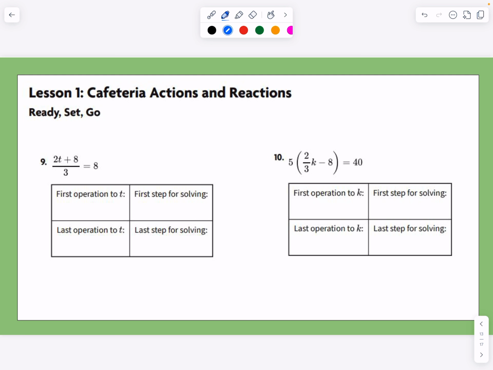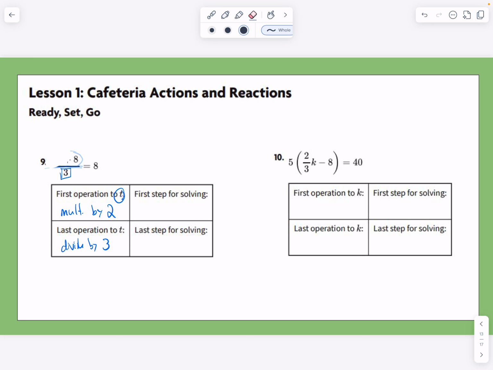Let's take a look at another one here. Okay, if I am solving number 9, the first thing that happens to the t is that it's multiplied by 2. After it's multiplied by 2, I'd have a number on the top of the divisor bar. So I'd probably add that next and get those together. And then after that's together, the last thing I would be doing would be dividing by the 3. That's what's happening with the t.